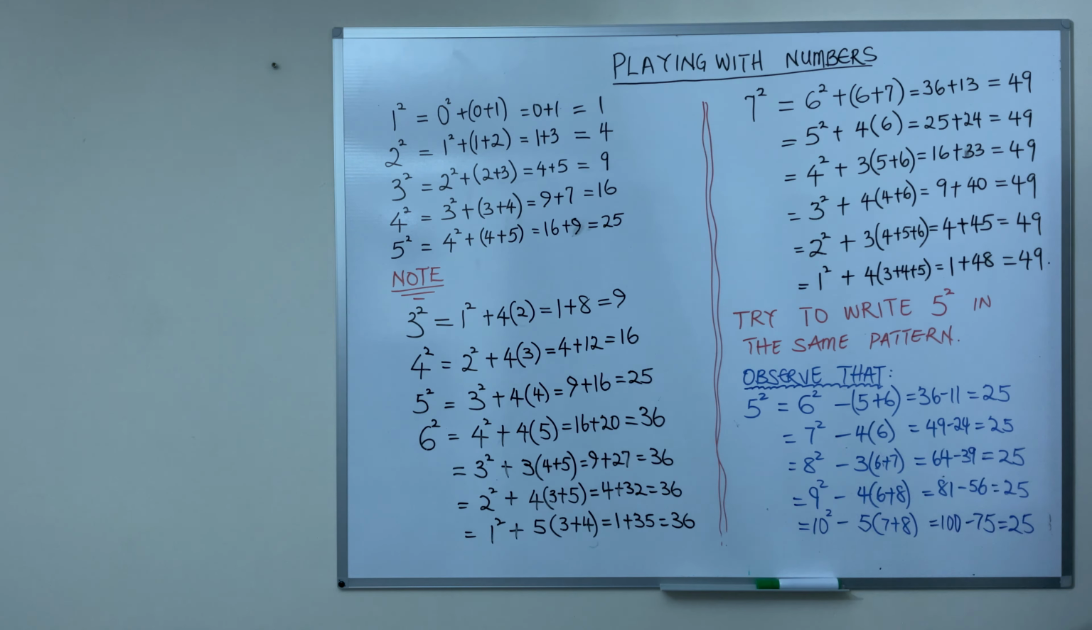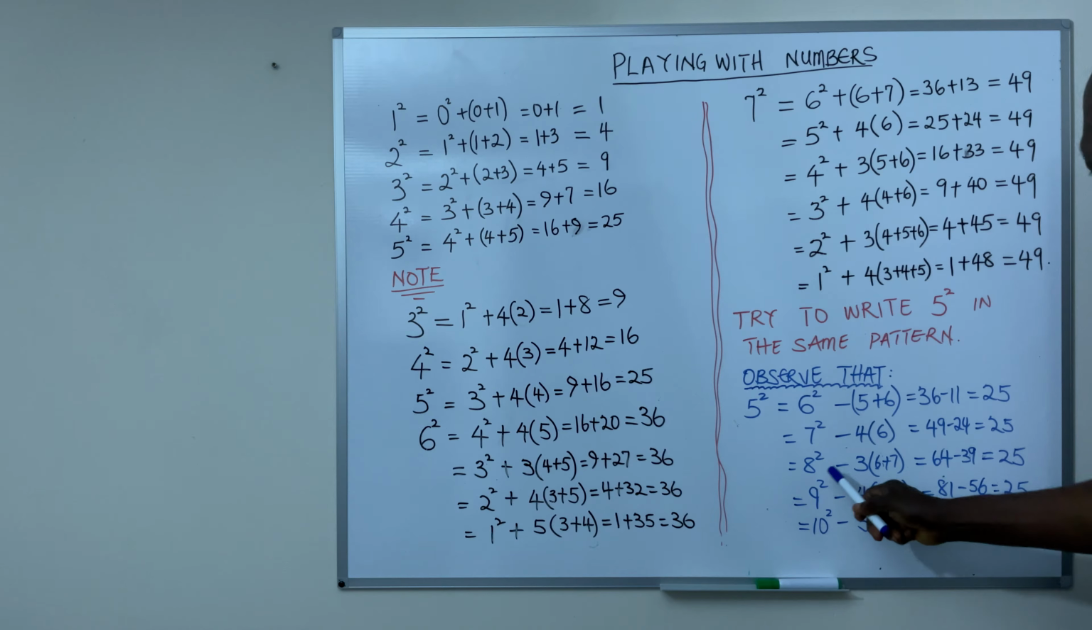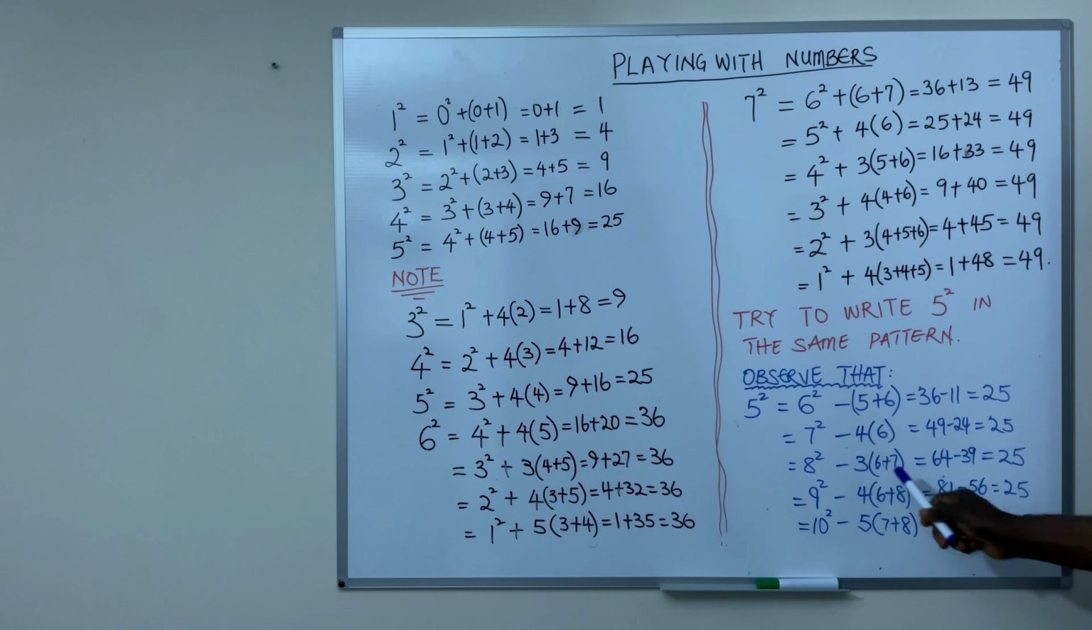Now let us look at 5 squared and 8 squared. The difference between 5 and 8 is 3. And that is why we now have 5 squared is the same as 8 squared minus 3 into 6 plus 7. Between 5 and 8, we have 6 and 7. So we have 8 squared minus 3 into 6 plus 7. And that is 64 minus 39.